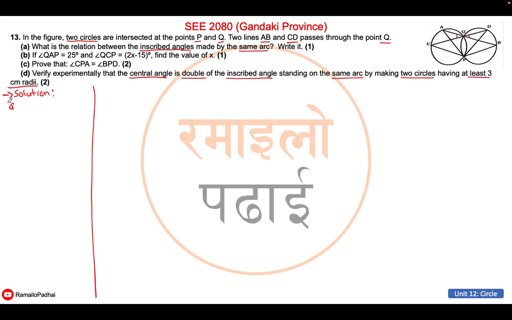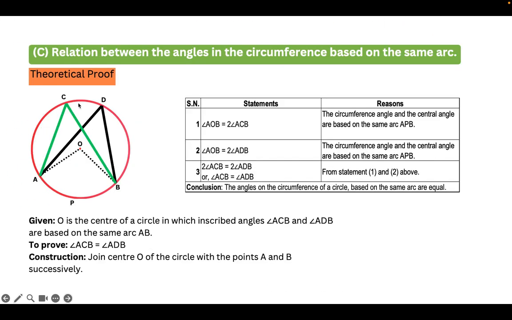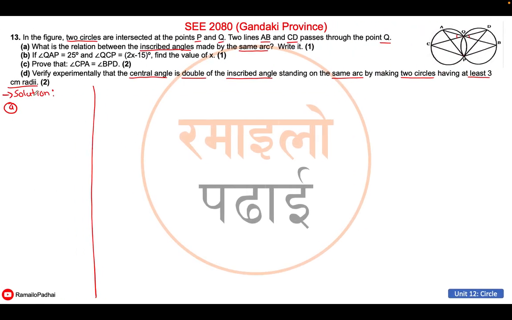In A, what is the relation between inscribed angles made by the same arc? So this will be the relation. The inscribed angles are equal. So the inscribed angles made by the same arc are equal. So this is the solution of question number A.